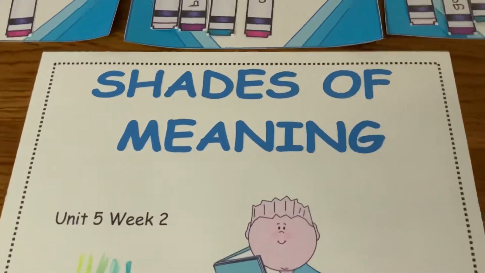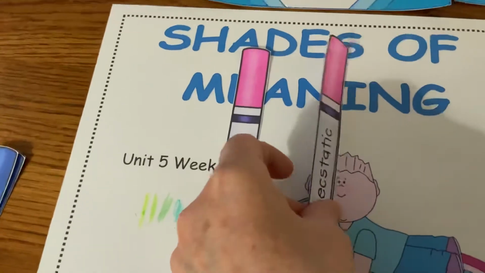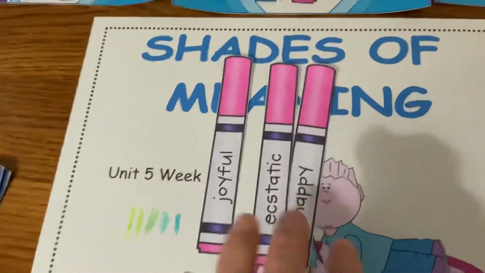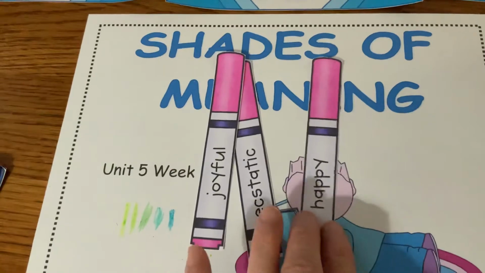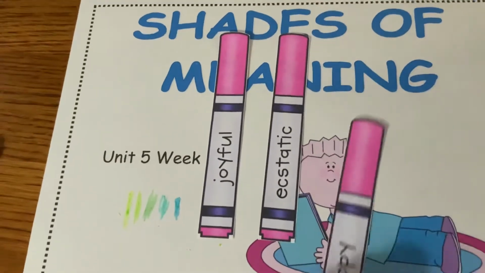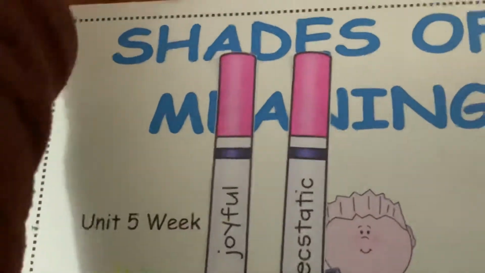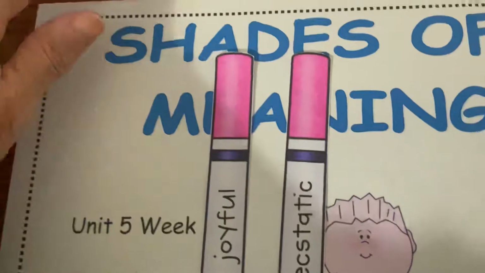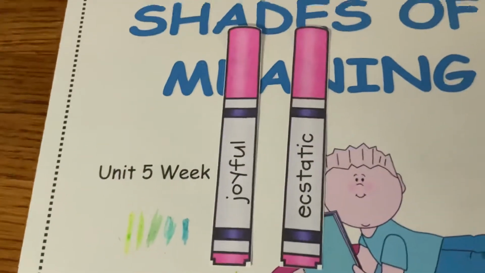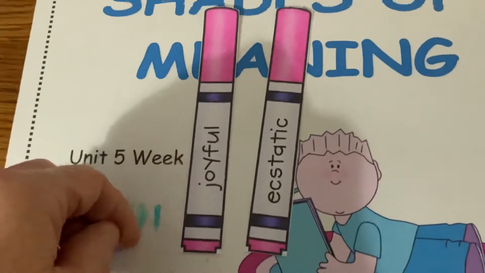Okay, we're looking at these words. We have joyful, ecstatic, and happy. Which one would be the weaker word? The words you probably most often would use. And the word would be happy. Today we are happy because we get to do something we like. But if it's something you really like, then you are joyful or ecstatic.